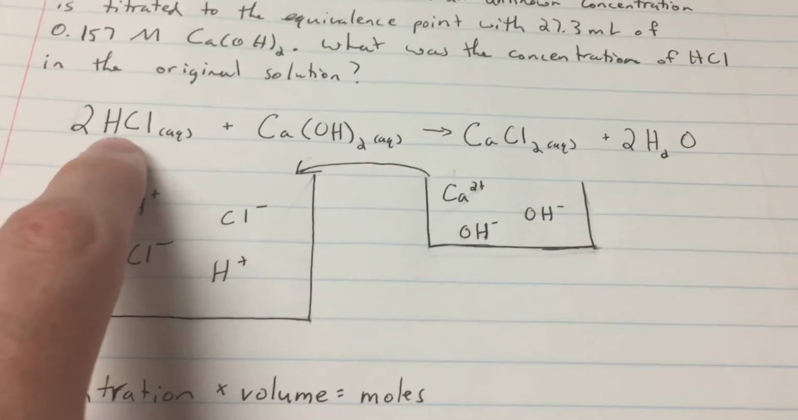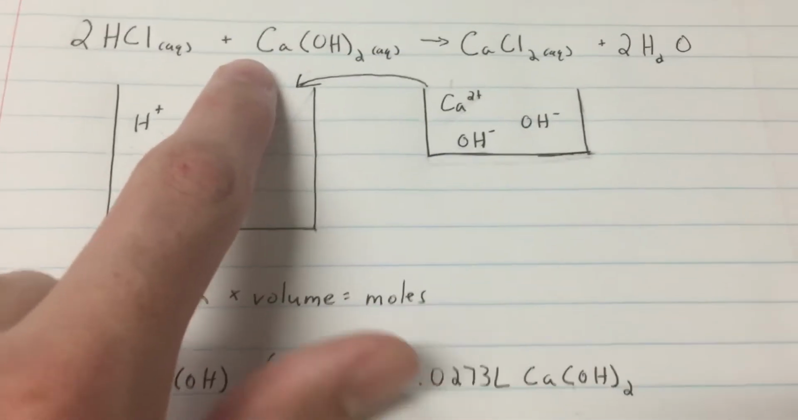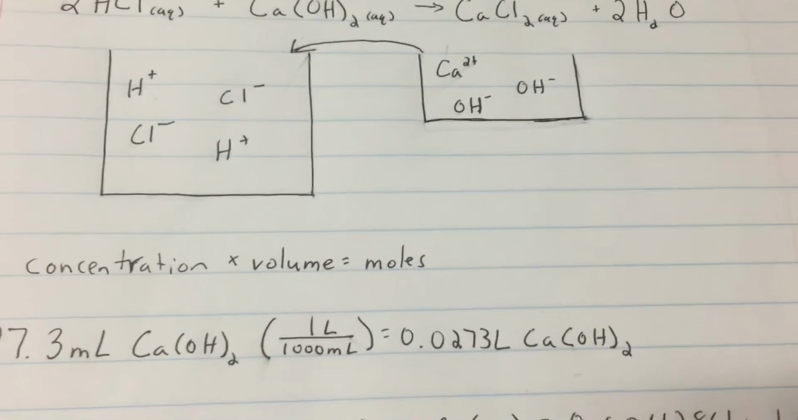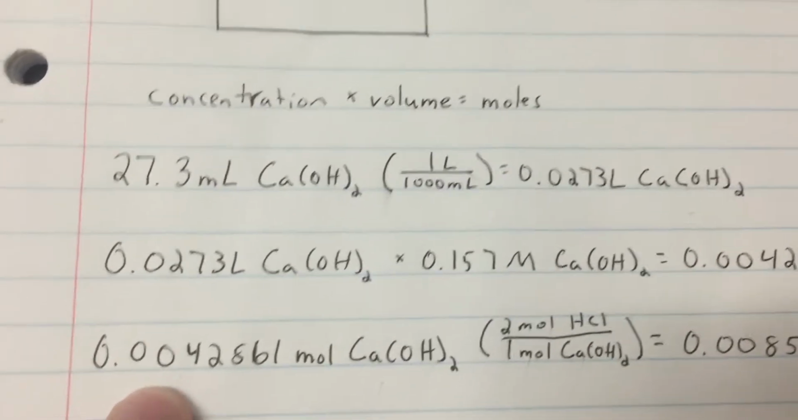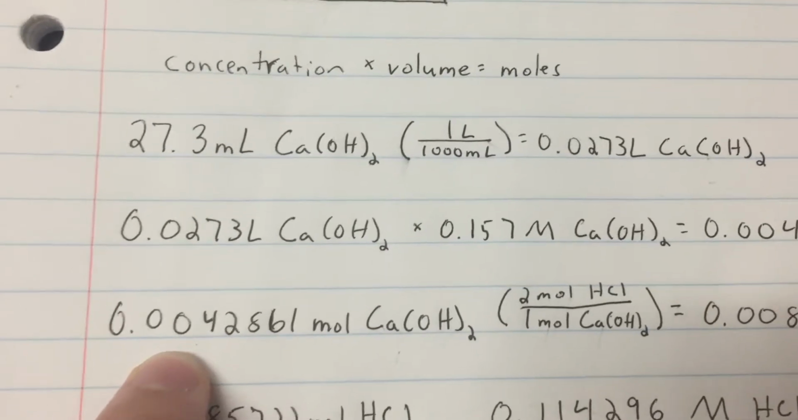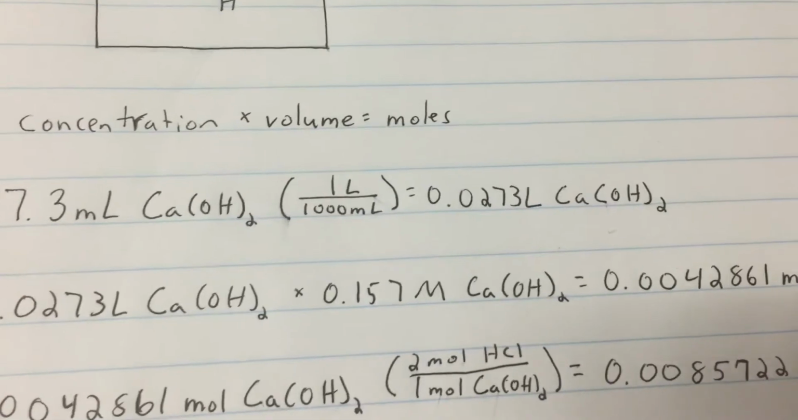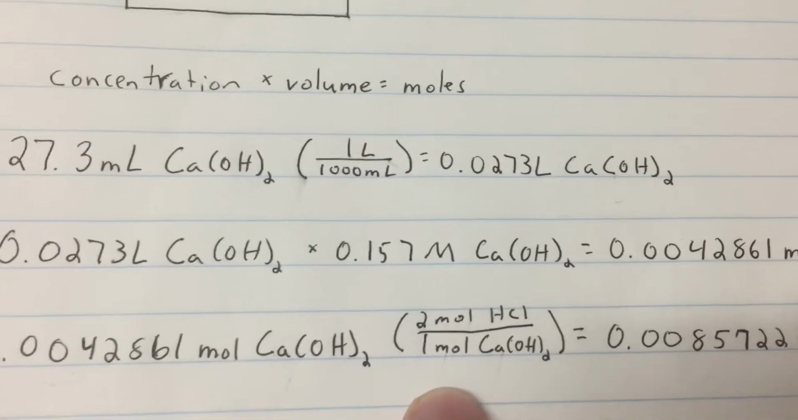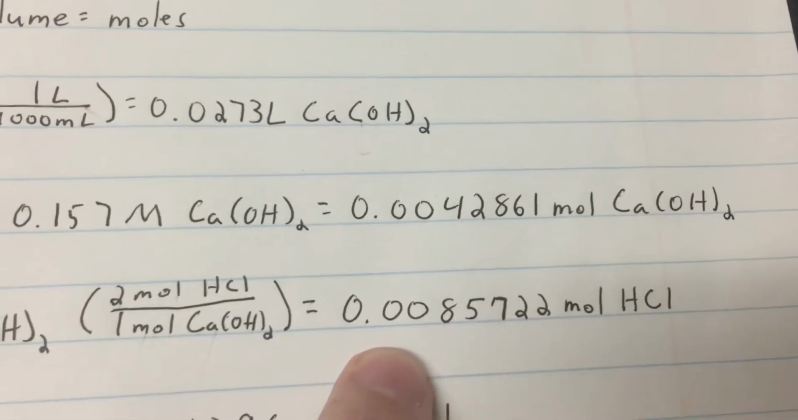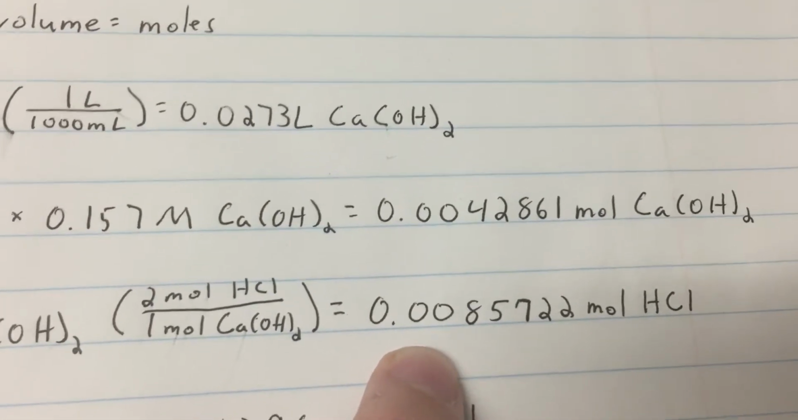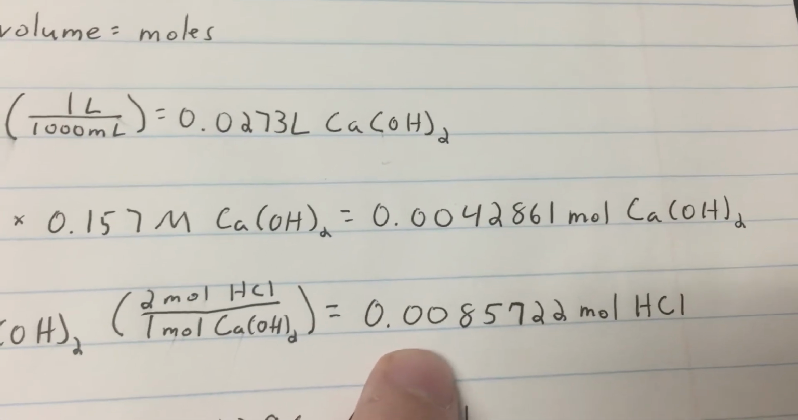of 2 moles of hydrogen chloride for every 1 mole of calcium hydroxide to find the moles of hydrogen chloride needed to react. So we have the found moles of calcium hydroxide, 0.0042861, times the mole ratio of 2 moles of hydrogen chloride for every 1 mole of calcium hydroxide will produce 0.0085722 moles of hydrogen chloride.